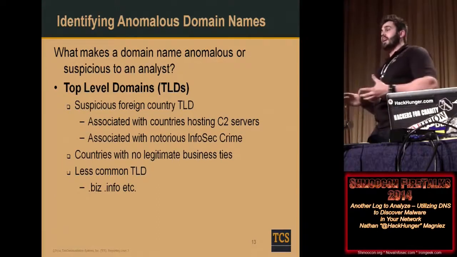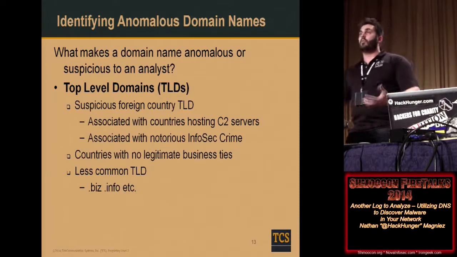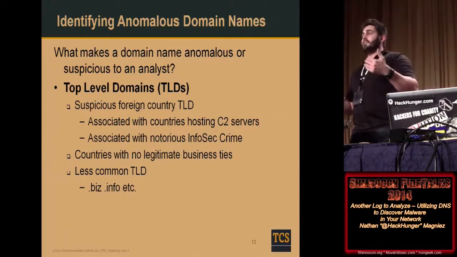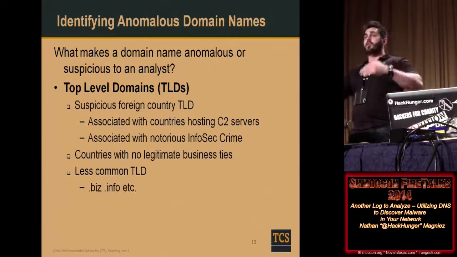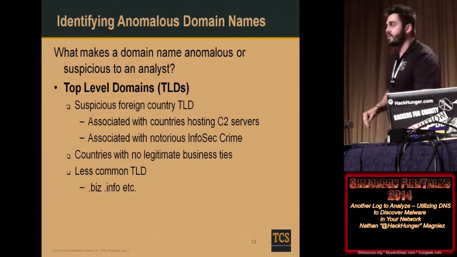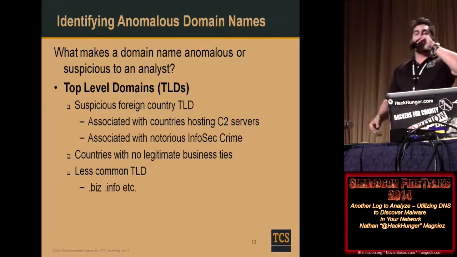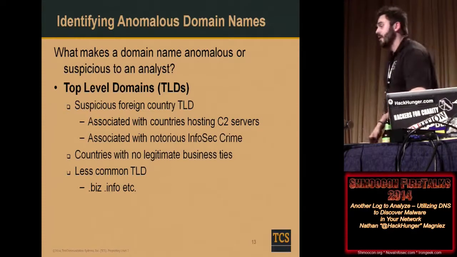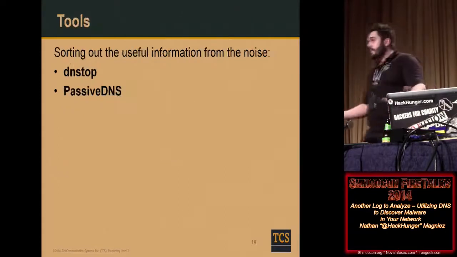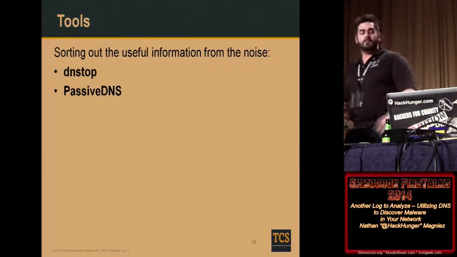Do I have a business case for connecting out to .ru? Do I have a business case to connect out to .cn? Why are my users connecting out to that environment as well? So everything that you see there may be suspicious for your own unique environment. Are those top-level domains associated with hosting command and control servers? Are they known or notorious for InfoSec crime? And then also less common top-level domains such as .biz or .info. Those may not be bad, but let's be honest, everyone tries to use .com.